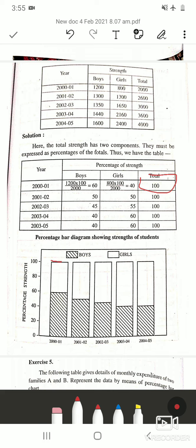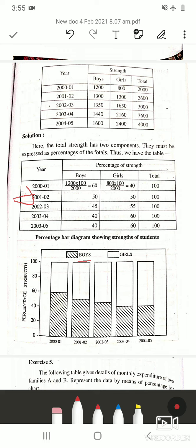So for boys, what is the percentage strength? It is 60. So shade it according to your choice and write it in the index form. This shading represents boys, and obviously the remaining percentage will be for girls, which is not shaded, and it is written in the form of index. If you want, you can shade it also, like keep some lines or dots, but show that in the index also.